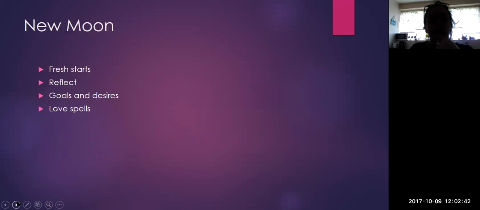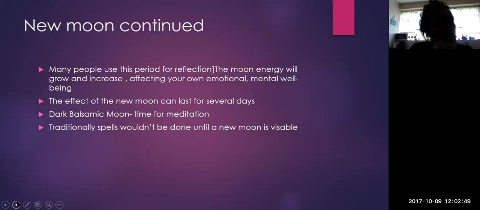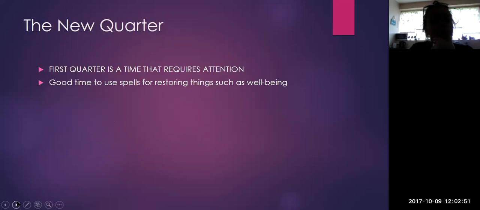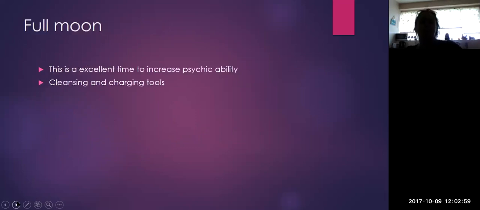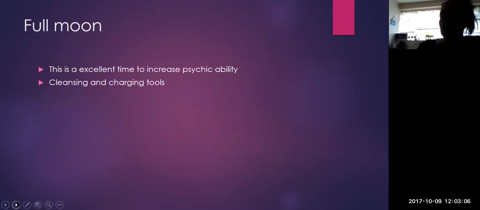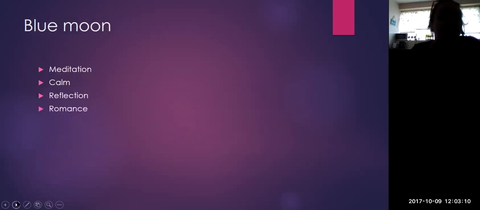The new moon also is good for goals, desires, businesses, success, and anything like that. And also the new quarter, that's good to use spells for restoring anything. And we had waxing crescent, clarity and protection, the gibbous for constructive magic, and the full moon is a very good time to cleanse all your tools and stuff like that. So that's all of the stuff that you'd have on your altars. It would be your crystals, program them, etc.